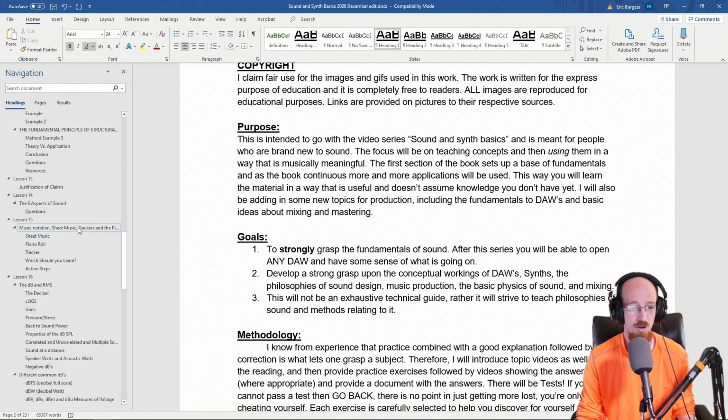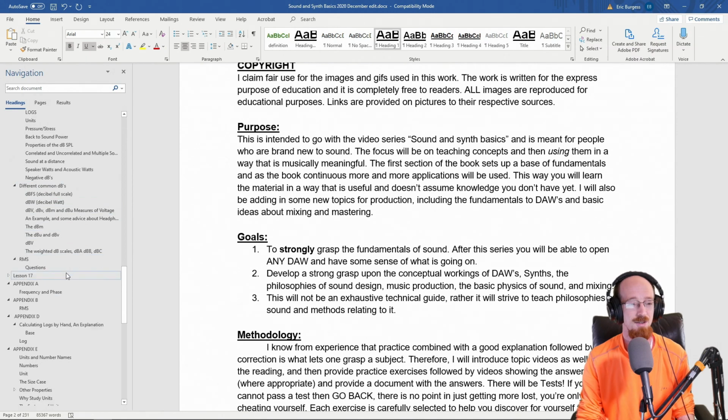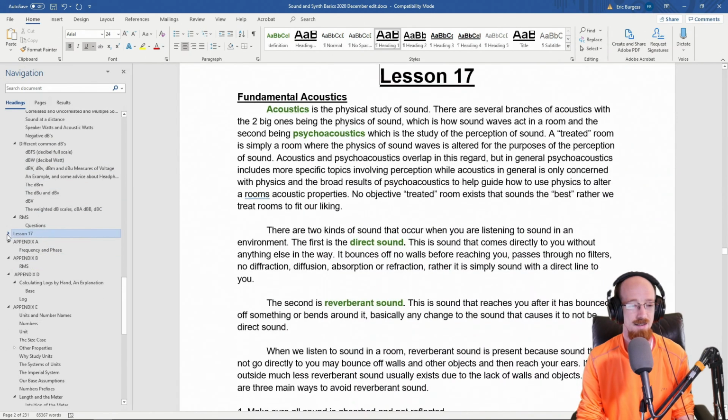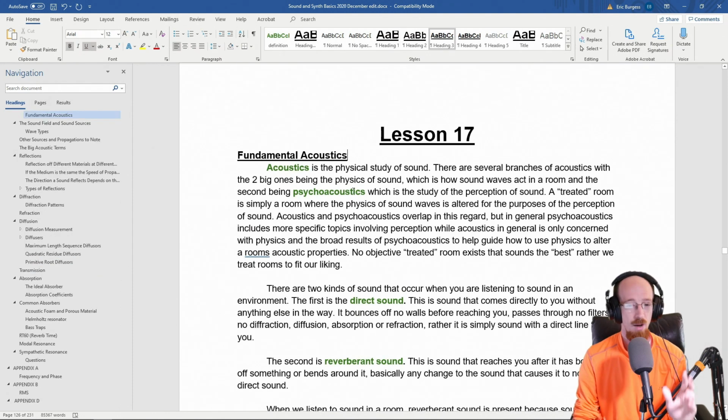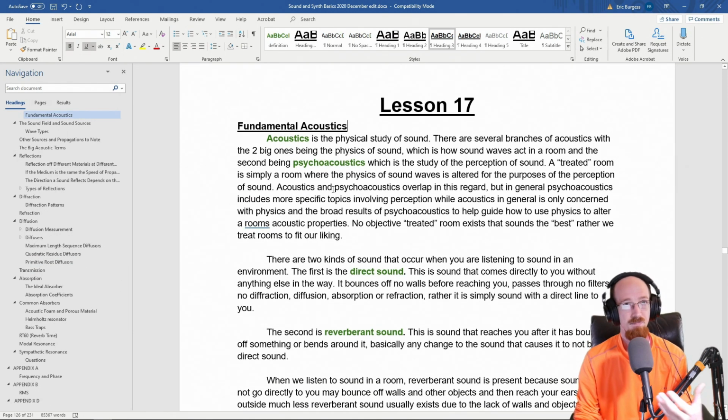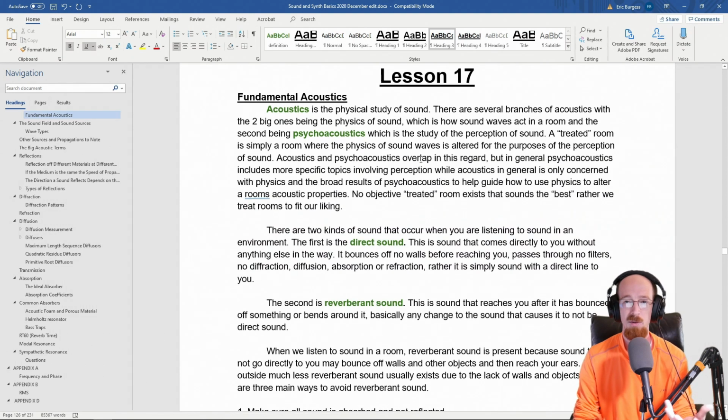Next major update, the acoustics chapter is now a thing. So on lesson 17, this bad boy is the acoustics chapter. When I wrote this, I said, okay, what do you need to know about acoustics? Because I'm not writing this here to make you a professional in the subject. You just need to be familiar enough that when you make your studio, you know some do's and don'ts and how to do some basic treatment to your room.